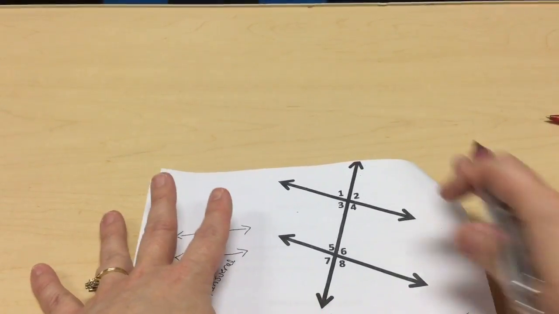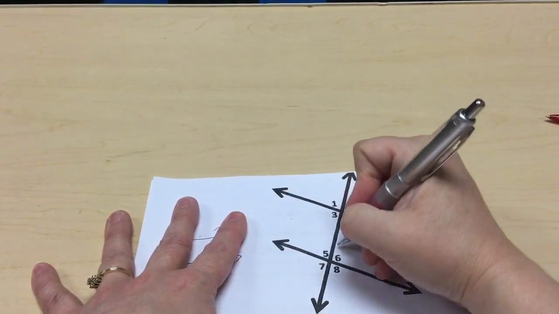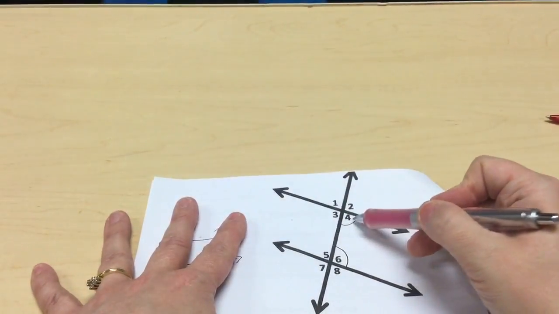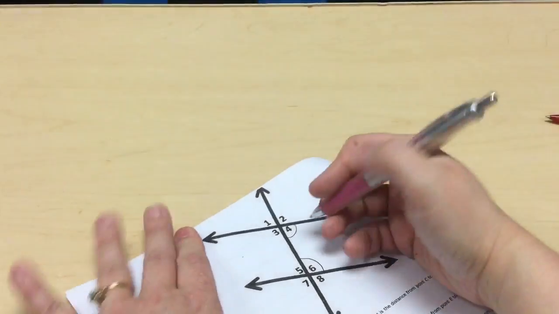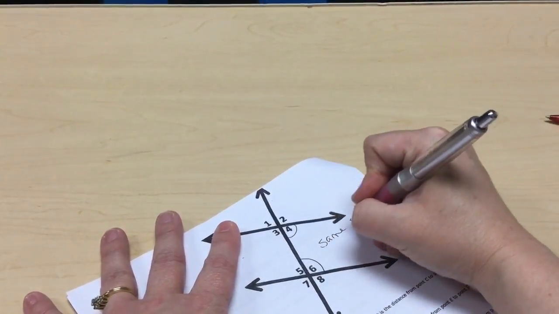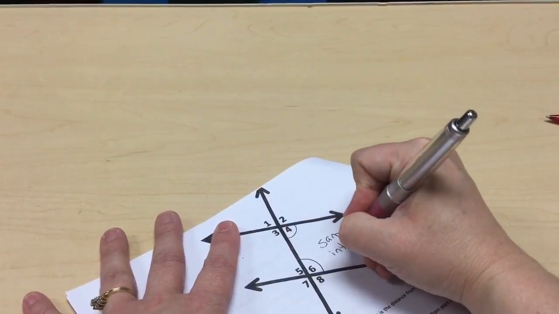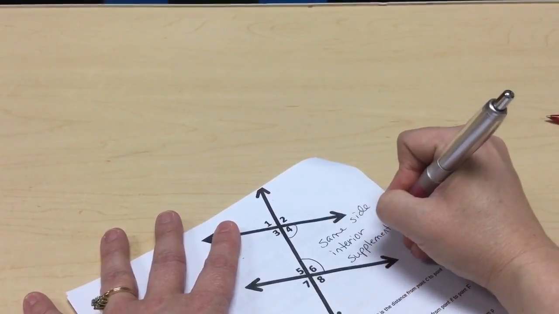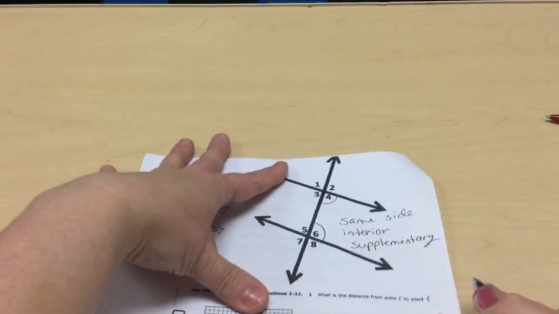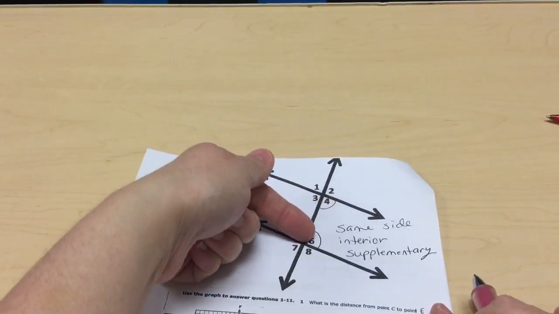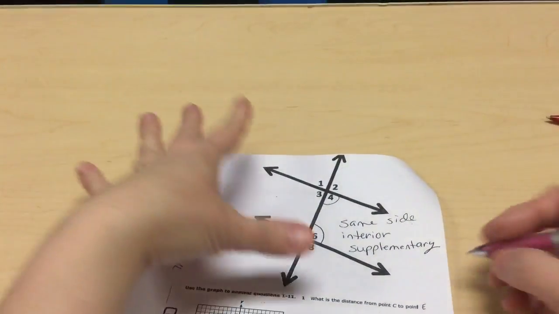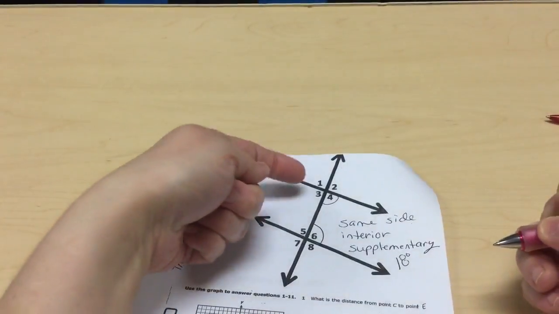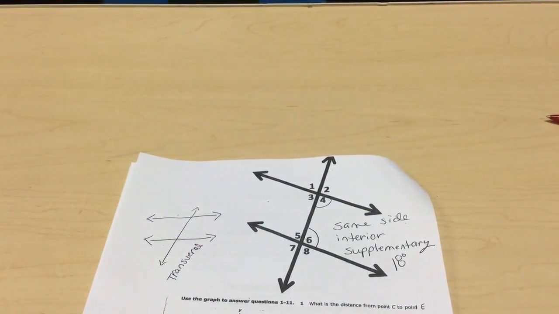Okay, if I have angles that are on the same side, and they're interior, okay, this is same side interior, and they are supplementary. Okay, so this angle here and this angle here together are going to equal 180. Okay, or it could be 3 and 5. Again, this goes with assignment number 1.